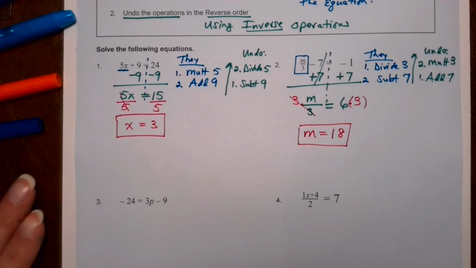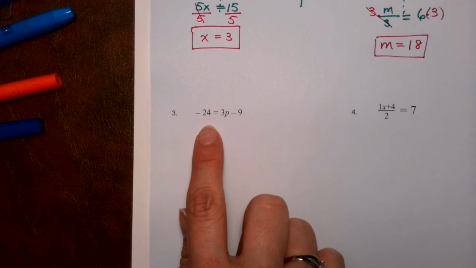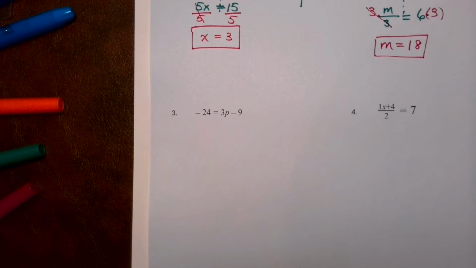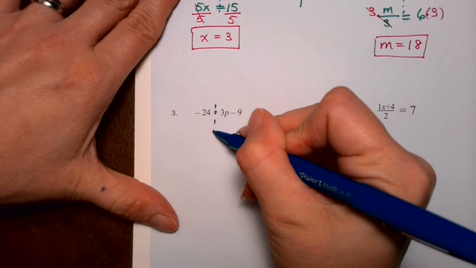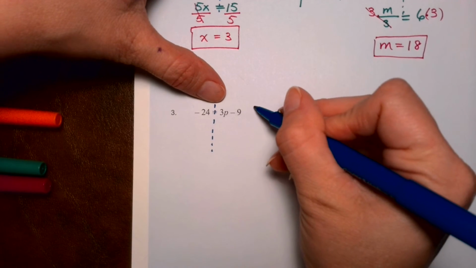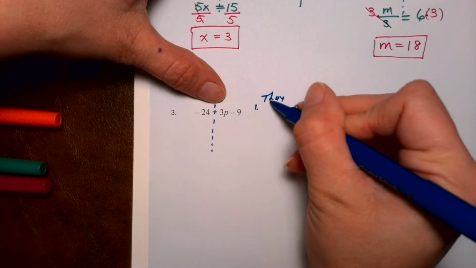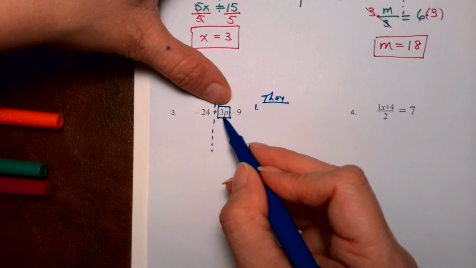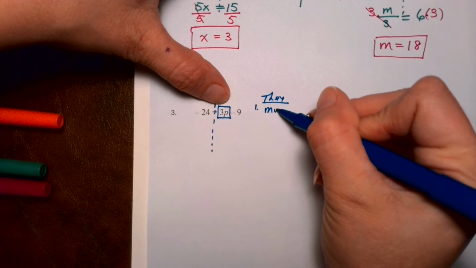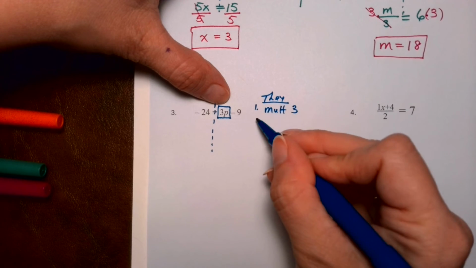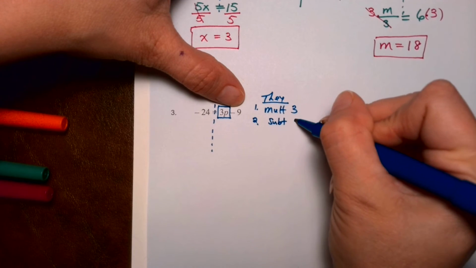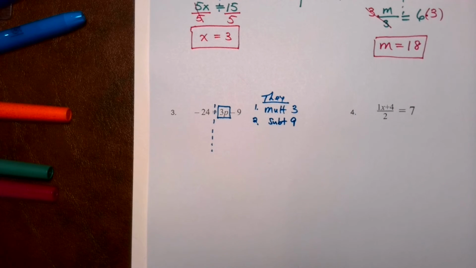Okay, let's keep going. How did they form equation 3? This one looks a little different because it's kind of rearranged. Okay, let's build the wall. Okay, step 1. Okay, what did they do when they made this equation? Let's find the variable. Okay, oh, 3p. It looks like they multiplied by 3. The second thing they did, okay, was subtract a 9.